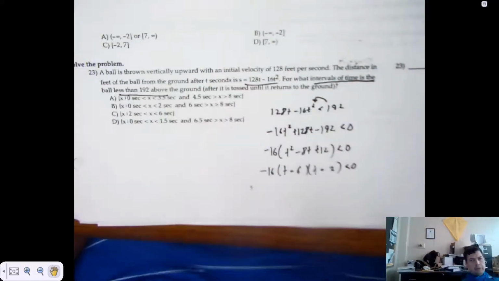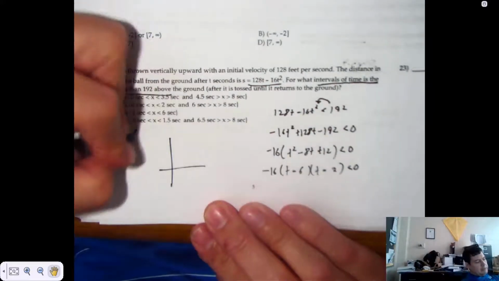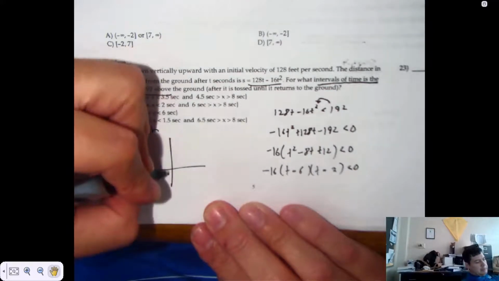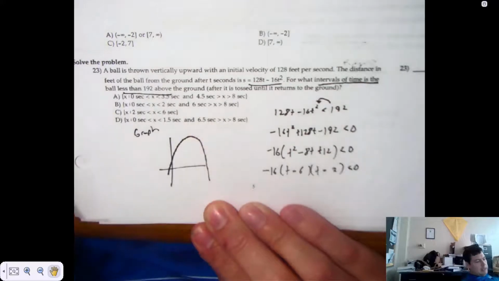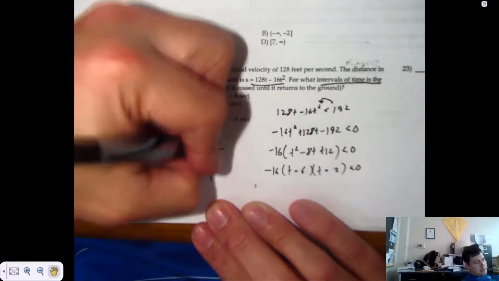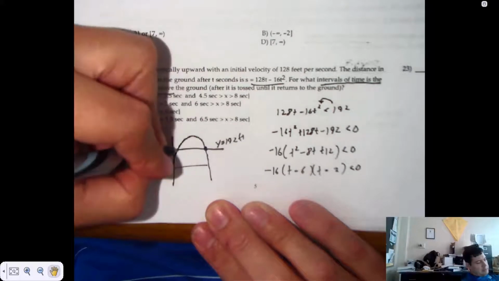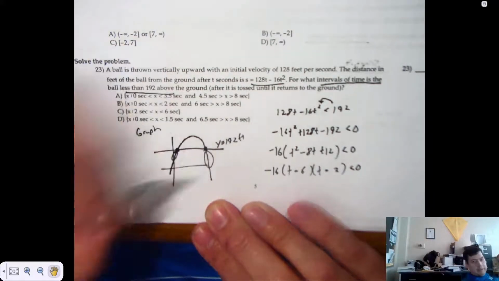Now, when I did this in Unit 4 with y'all, I told you to look at the graph. I'm just going to kind of rough out the graph. This is a ball that is thrown up, and eventually the ball will come down. I'm curious about when it's less than 192 feet above the ground. So here's this idea of 192 feet. I'm less than 192 here and here.